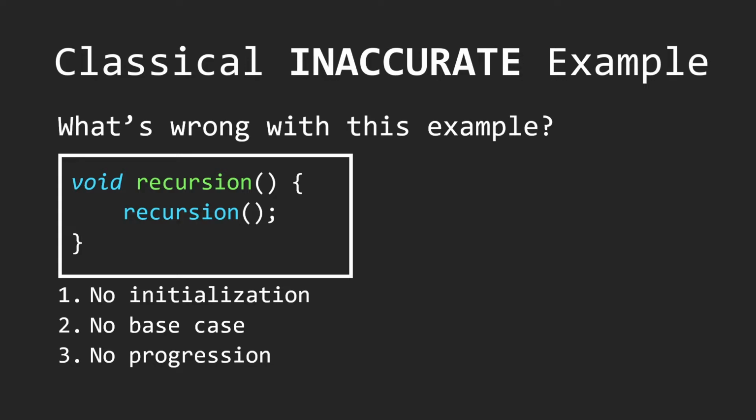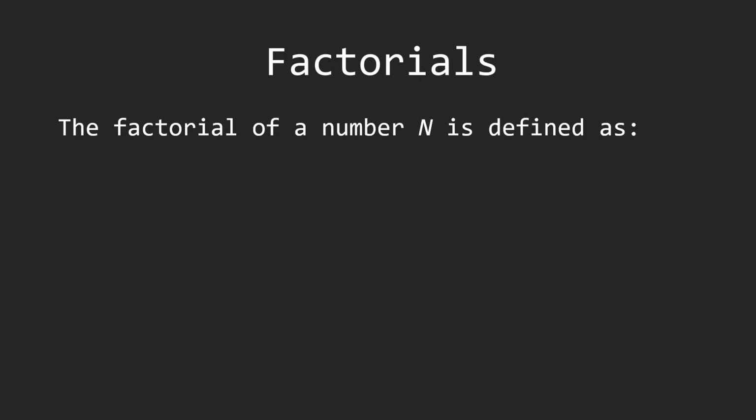And remember, for any recursive problem, we need to have that progression go towards the base case, and it needs to be initialized. It needs to be initially called in order for it to happen. Okay, so let's look at a very common example called factorials. I'm sure many of you have heard of the factorial of a number, but let's look at exactly how it's defined once again.